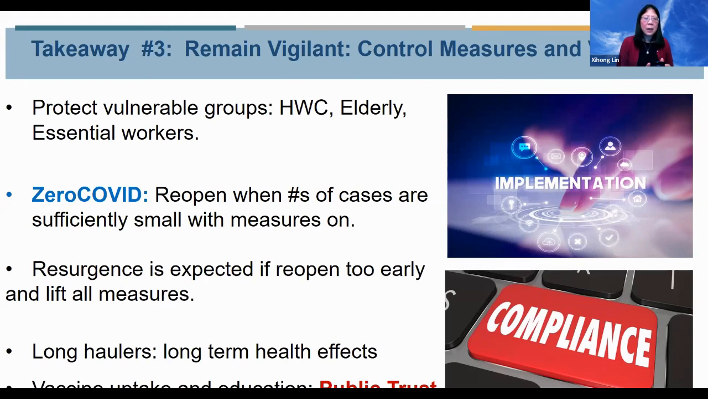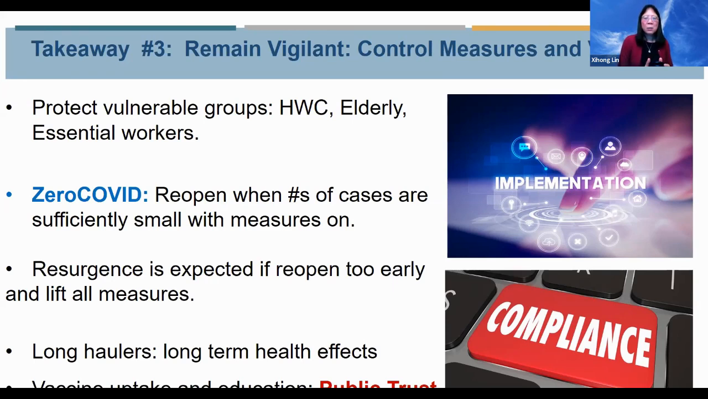And second, it's important to have a strategy for zero COVID. If one reopens too early, when the number of cases is not sufficiently small, and lifts the control measures too early, then we are going to see the resurgence. This has been observed in the US and also in other countries in Europe as well. Based on last year's experience, behavior change is very difficult, and the control measure strategy implementation is the key.